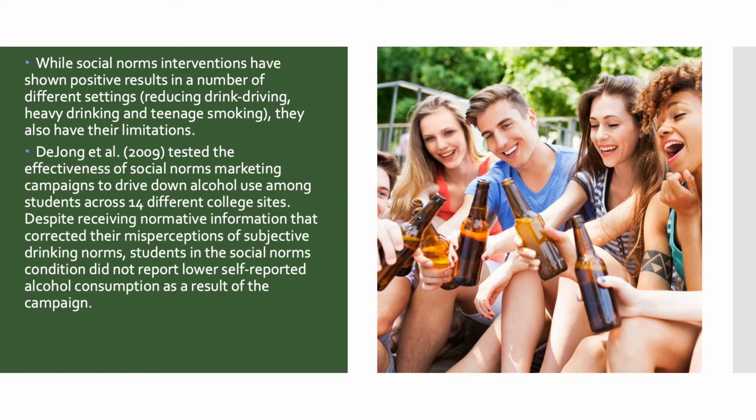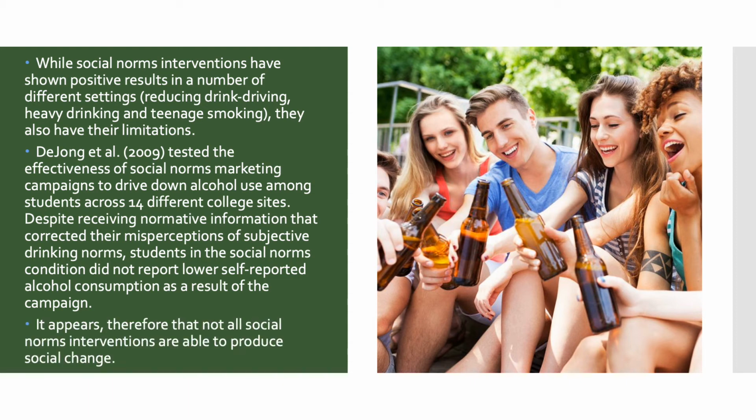A study was done by De Jong, and he tested the effectiveness of marketing campaigns. The marketing campaign wanted to reduce alcohol use amongst teenagers. So they told them the perceived norm of teenagers drinking a lot was not the actual norm, but this didn't reduce the amount that teenagers drank. So not all social norms interventions are actually able to produce social change. So this weakens the explanation of social influence.